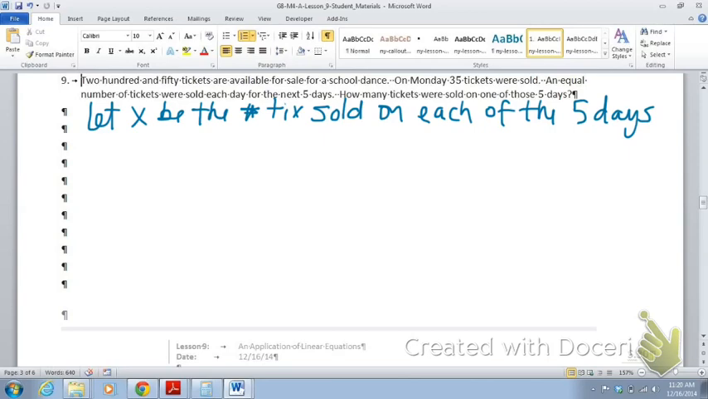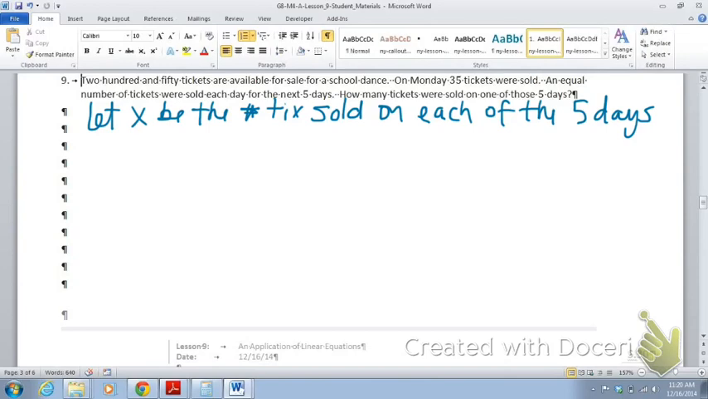Okay, so for this problem, we're being asked to find out how many tickets were sold on one of the 5 days where tickets were sold. Equal numbers were sold. So let's read the problem again. 250 tickets are available for sale for a school dance. On Monday, 35 tickets were sold. And then an equal number of tickets were sold on each day for the next 5 days. And so how many tickets were sold on each of those days? So we'll let X be that.